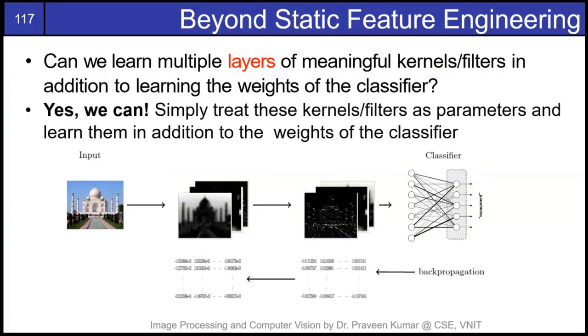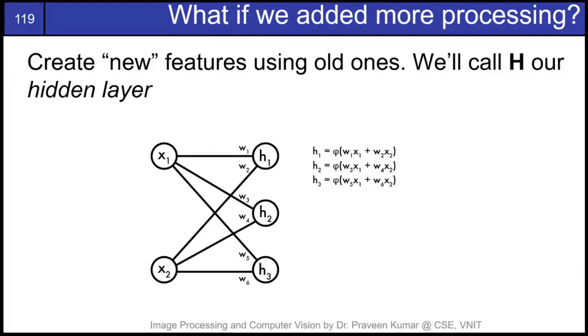That was the need, and people realized that it could be done easily if we simply treat these kernels or filter coefficients as additional parameters of the classifier, and learn them along with the weights of the classifier. You can learn these using simple iterative optimization methods and the backpropagation algorithm, which is particular to neural networks. How can it be done? Basically, this can be done if we add a little more processing power to our classifier.